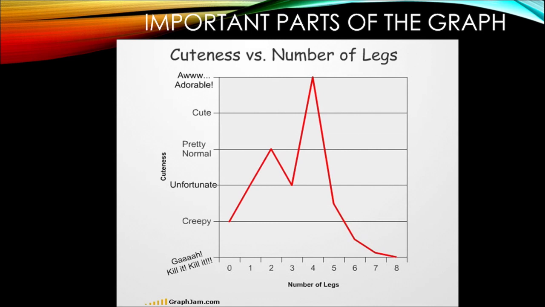The first part is the title. The title of a graph tells you what this graph is about without having to look at the graph itself. This should be a quick overview of what the graph is talking about.